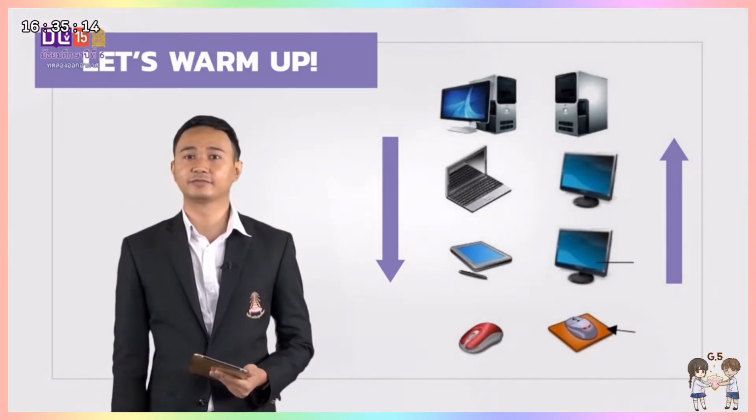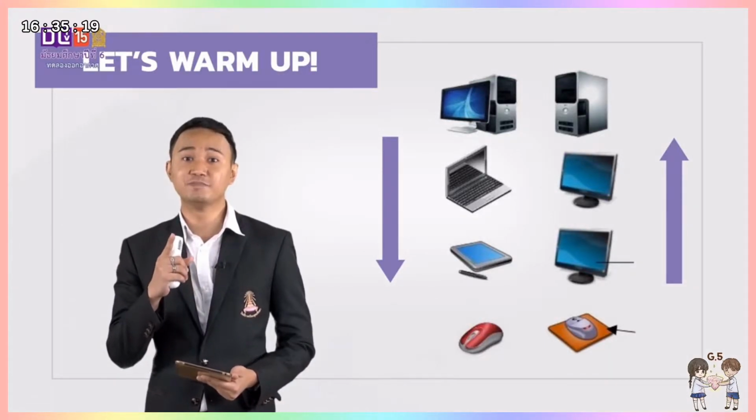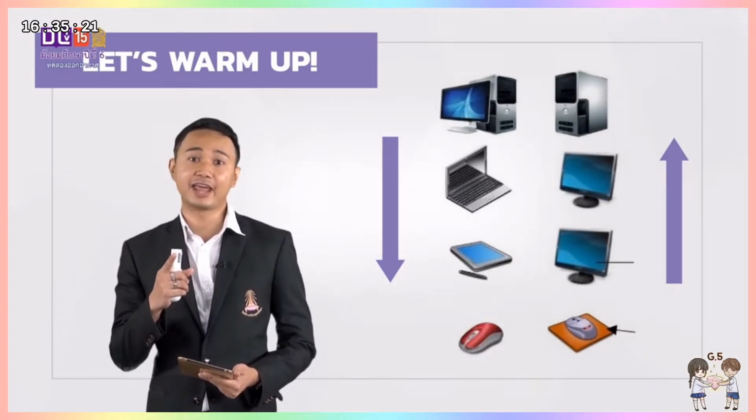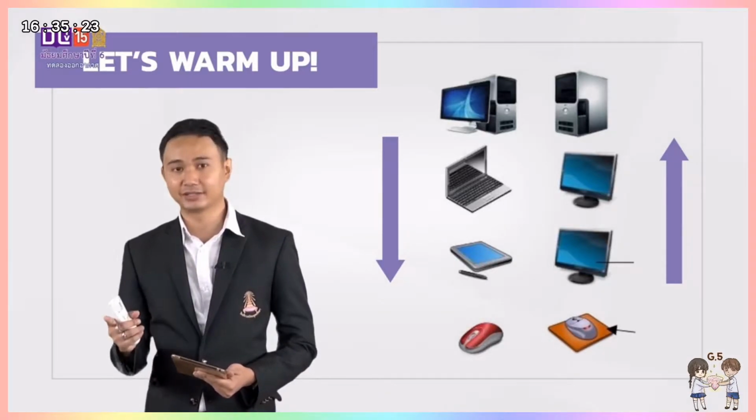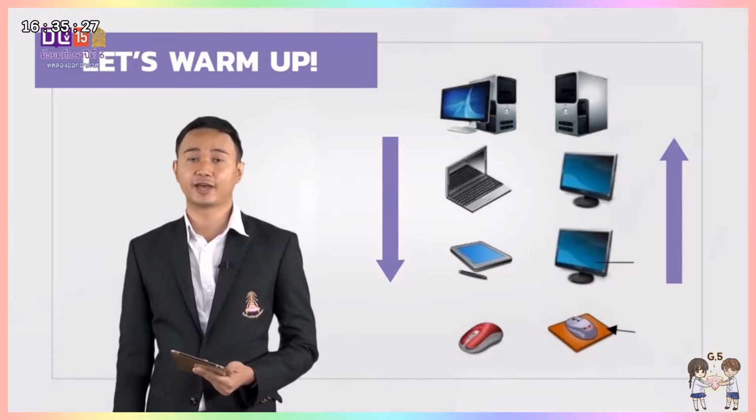Next. What do we call it? It's a mouse mat. Or we have another name, we can call it mouse pad. Next, look at the arrow, okay?